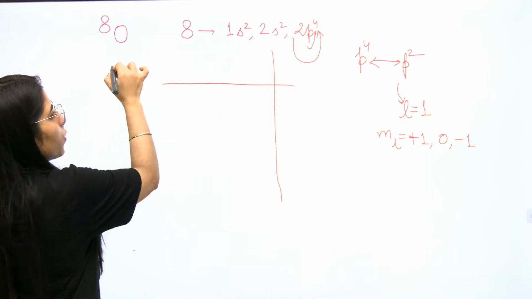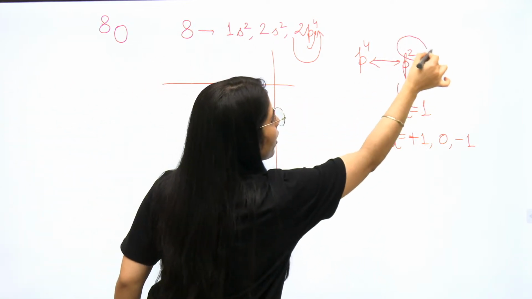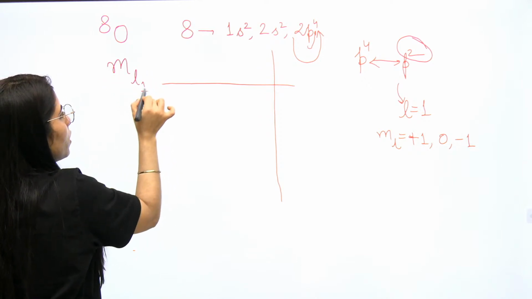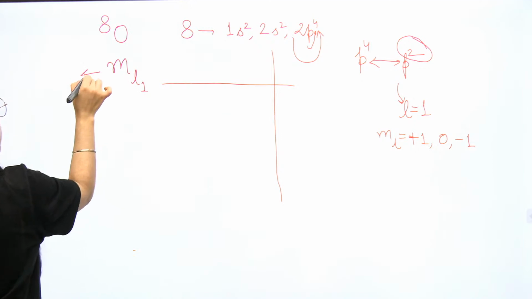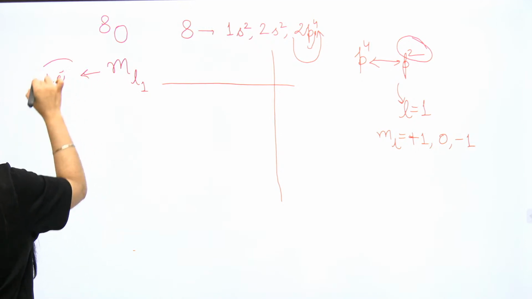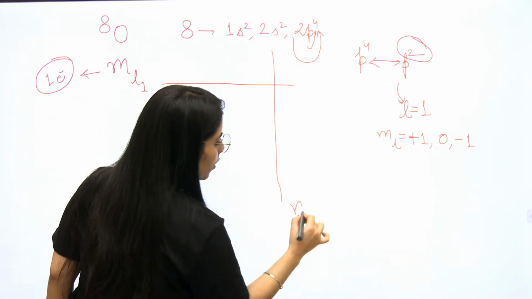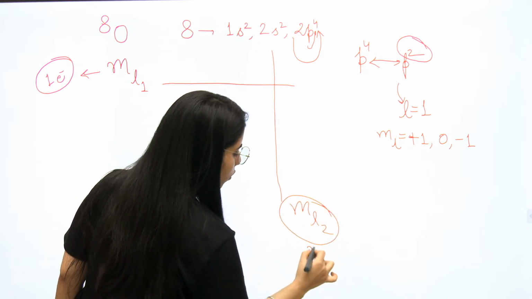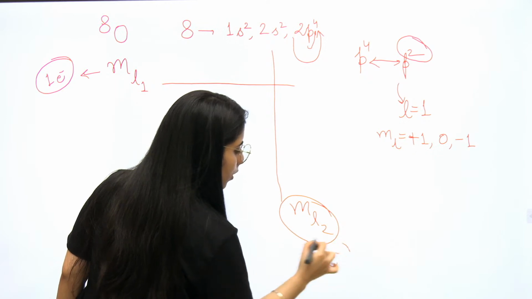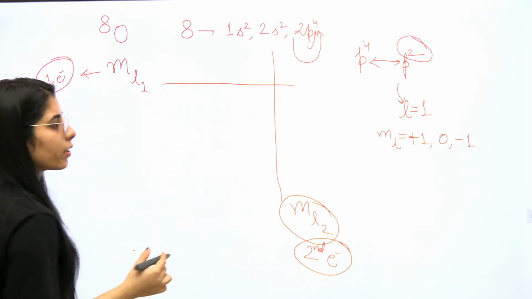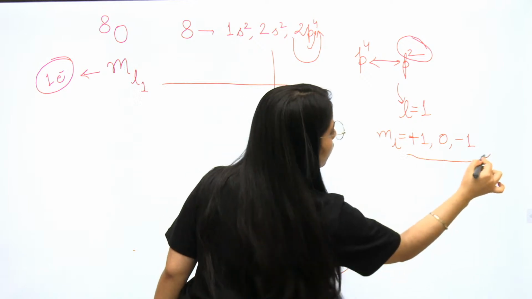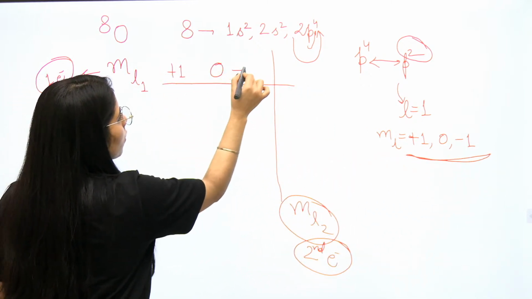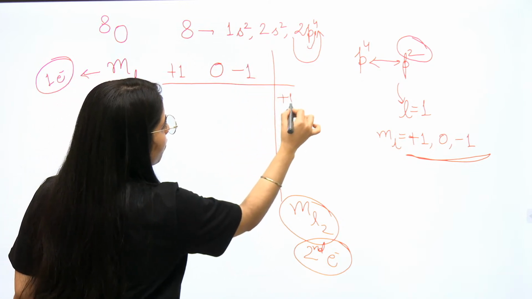So how many electrons are we considering right now? 2. So write ML1 for the first electron, and for the second one, ML2, for the second electron. How will you write it? All the ML values we have got, like +1, 0, -1, the same values for both.